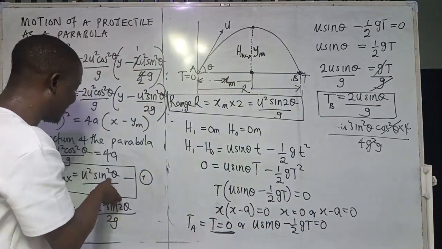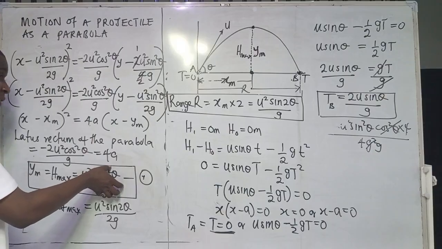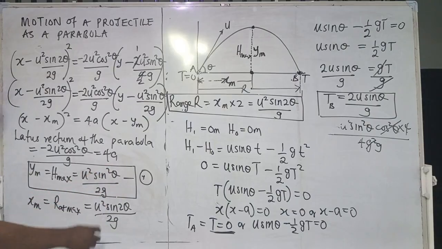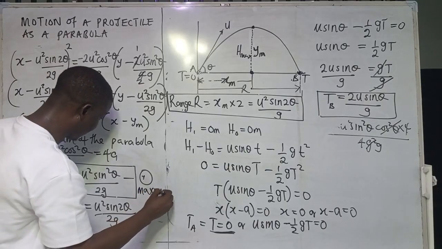The maximum height of a projectile is the highest height reached by a body when the body is projected. So when the body is projected, the highest vertical height reached by the body is what we call the maximum height.